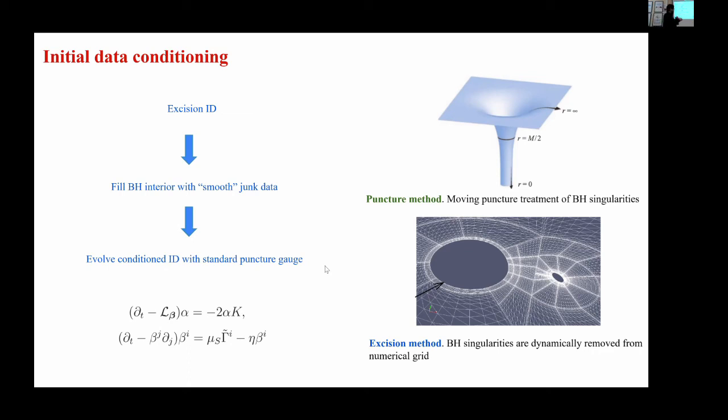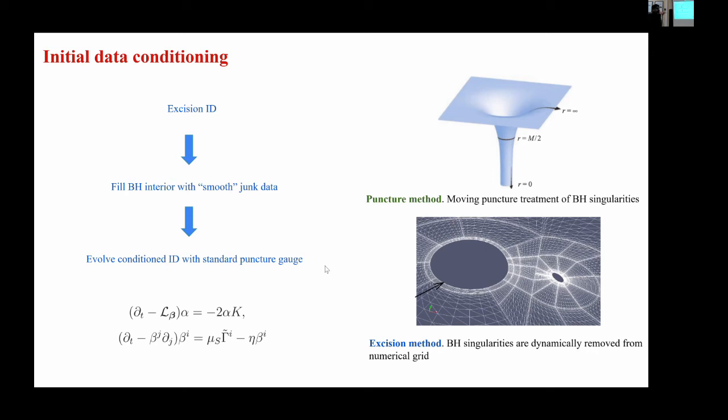So this is basically data that has been extrapolated from outside the horizon to fill the grid points inside the horizon. And then we use standard puncture gauge choices. Now, BAM-like codes normally evolve puncture initial data, where the black hole is represented in this form, written in isotropic coordinates. And here there is no active requirement of excising your computational domain within the horizon of the black hole.